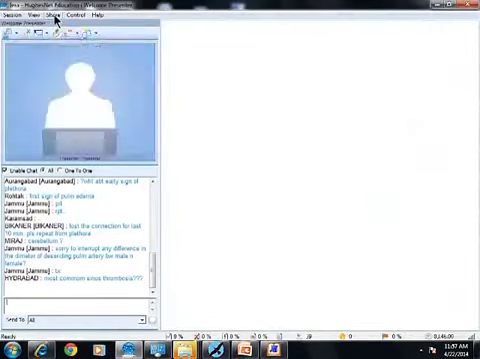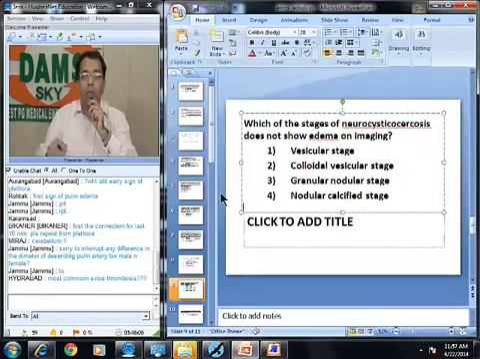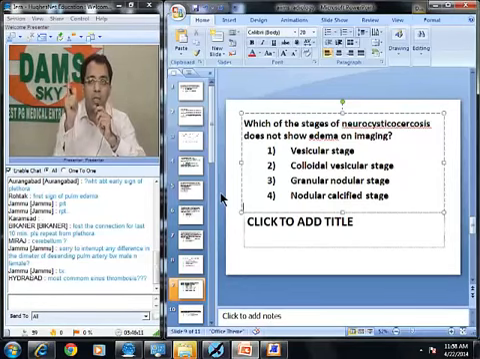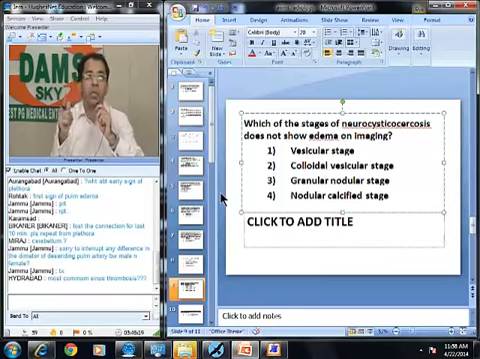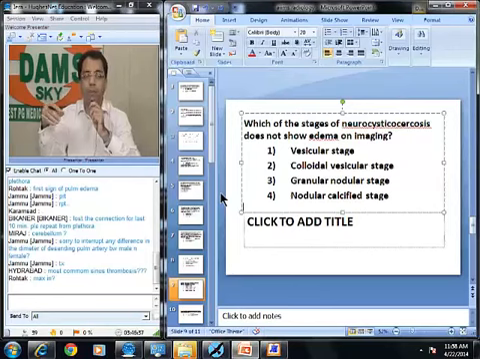Now let us look at the question again, and let us see if we can help you here. Question is, which of the following stages does not show edema? Now answer is nodular calcified stage. Please trust me, some of your guidebooks are still giving the answer as vesicular, but in the vesicular stage you may see minimal edema. In the calcified stage you do not see any edema. Maximum inflammation would be seen in the two stages, colloidal and granular. Usually colloidal is taken as the most symptomatic phase because that is where the inflammation starts. Most edema is seen in the inflammatory colloidal stage.